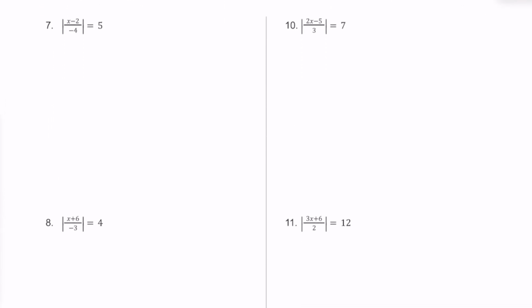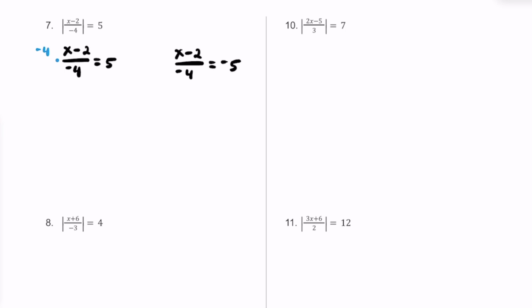All right, here's a 7th example. Here we have the absolute value of x minus 2 over -4, or divided by -4, is equal to 5. In one scenario, x minus 2 divided by this -4 could equal this +5. In the other scenario, x minus 2 over this -4, we've got to see when this is going to be equal to -5.